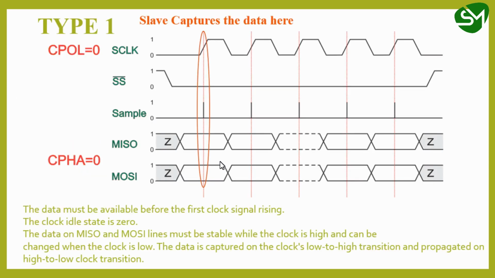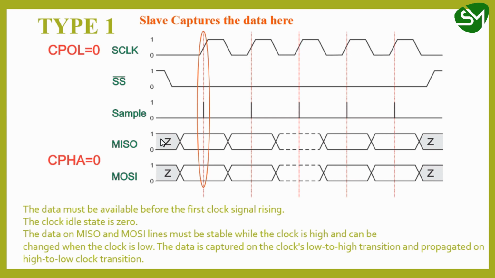Let's see the type 1, where the clock polarity equal to 0 and clock phase equal to 0. As we know, if the clock phase is equal to 0, the slave captures the data only in the leading edge of the clock. So let's see the clock. This is the leading edge, this is trailing edge, leading edge, trailing edge. So the first edge of the clock is called leading edge and the second edge is called trailing edge. So in the leading edge, the slave captures the data. So in all the following leading edges, the slave captures the data, that is indicated by the red lines, as you can see.